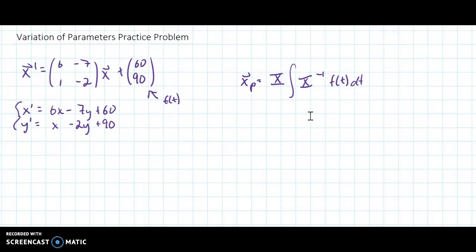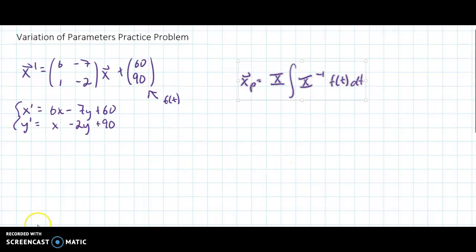You can try it if you want on your own and then check your answer with me. Or if you're just like, nah, I need another example, I need you to show me one more, then you can just watch after I show the answer, and hopefully you'll get more comfortable with this variation of parameters. So at this point, if you would like to try this problem on your own using variation of parameters, which is this formula right here, go ahead and do that. Hit pause, do it.